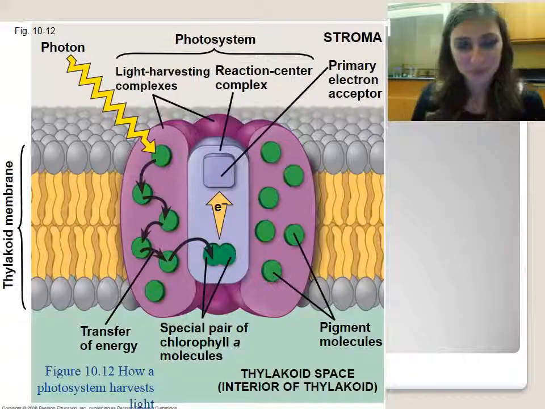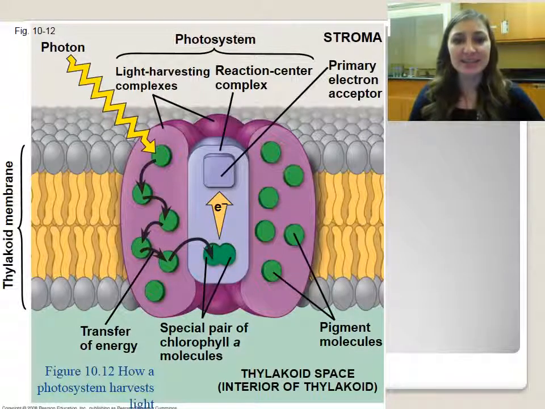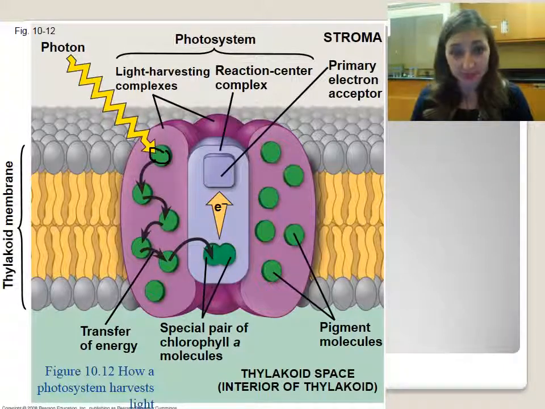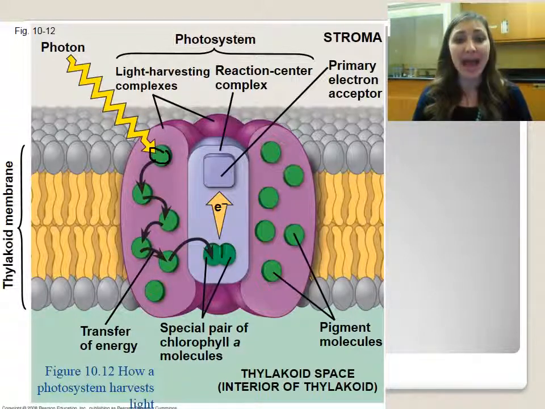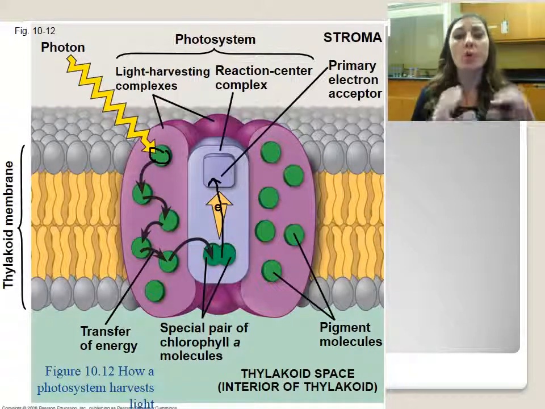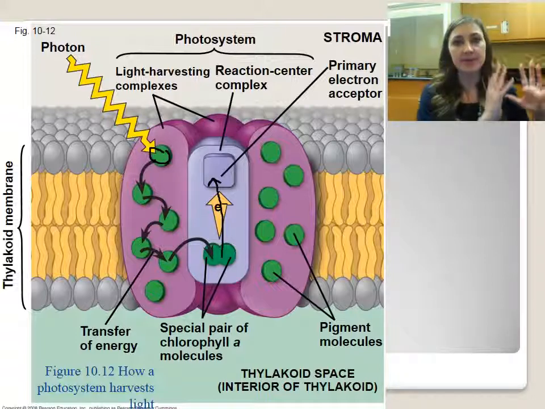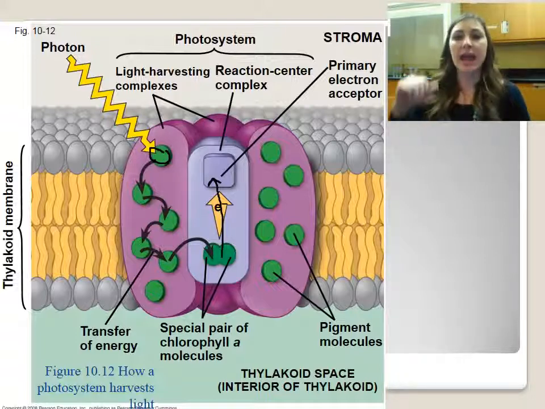So here's the pretty picture. Your photon of light is going to hit a pigment molecule in the light harvesting complex. That electron is going to bounce around in the light harvesting complex until it comes to the reaction center. This portion, this lighter purple, is the reaction center. Once the electron hits the reaction center, it is then passed to the primary electron acceptor, the P. Once it's in the P, it has been converted completely from light energy to chemical energy, and we can harness it to do work now.